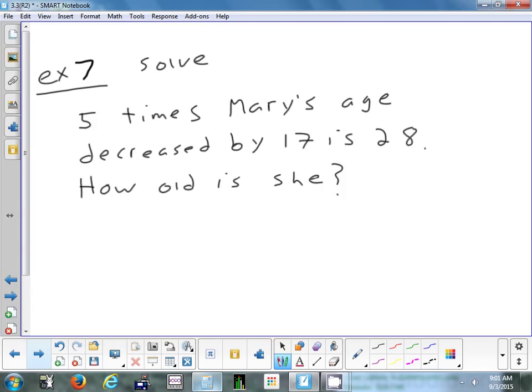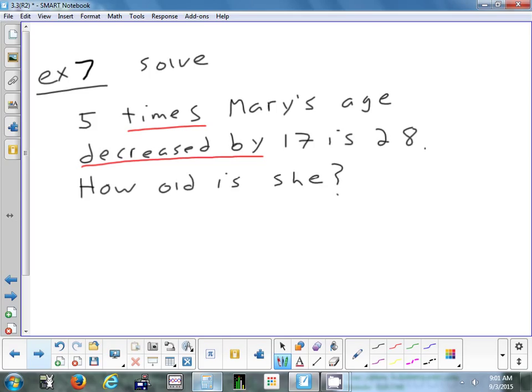I'm just going to read it. 5 times Mary's age decreased by 17 is 28. How old is she? Who can tell me some important things in that sentence, so that when we change this to an equation, these things are going to be very important? Victor? Times, that's good. Brian? Decreased by.